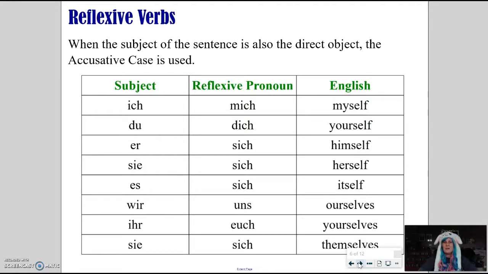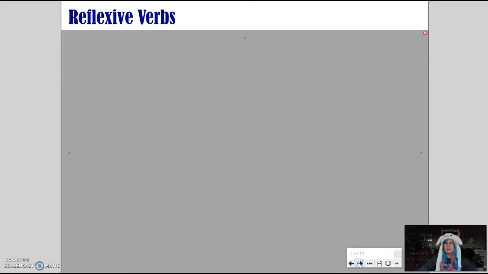If the subject is er, the reflexive pronoun is sich, meaning himself. If the subject is sie, the reflexive pronoun is sich, meaning herself. If the subject is es, the reflexive pronoun is sich, meaning itself. If the subject is wir, the reflexive pronoun is uns, meaning ourselves. If the subject is ihr, the reflexive pronoun is euch, meaning yourselves. And if the subject is sie and also the Sie formal, the reflexive pronoun is sich, meaning themselves, or yourself if it were formal. And now let's take a look at these in context.